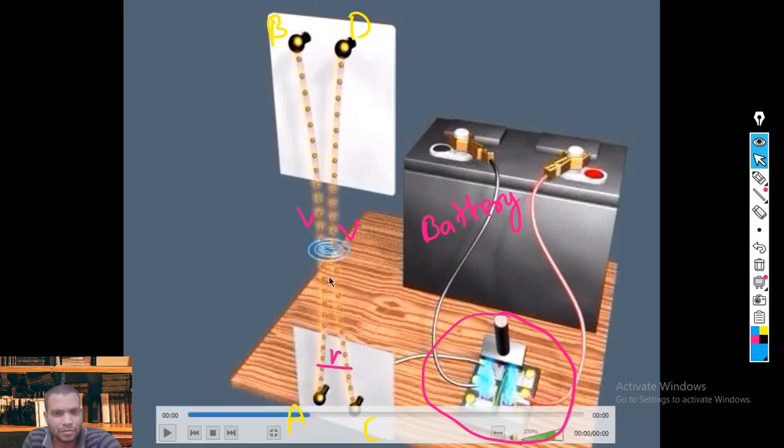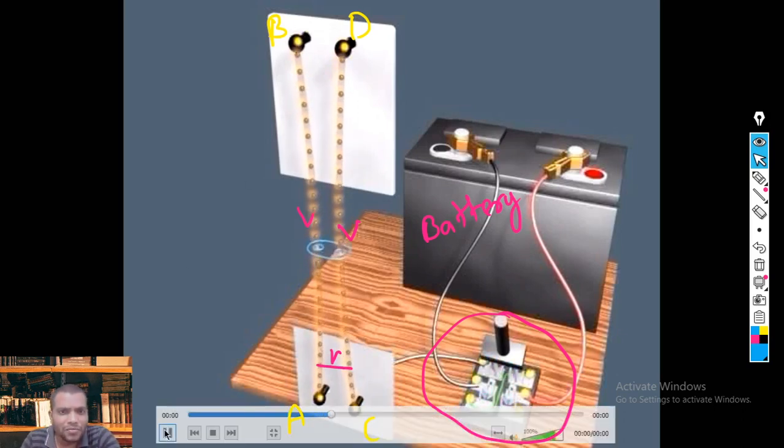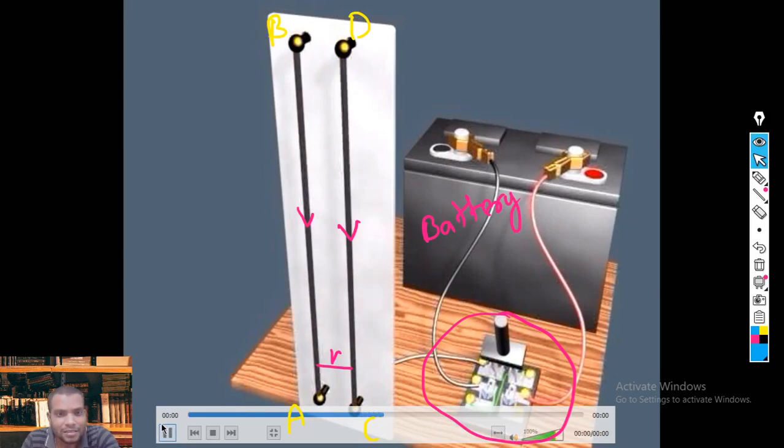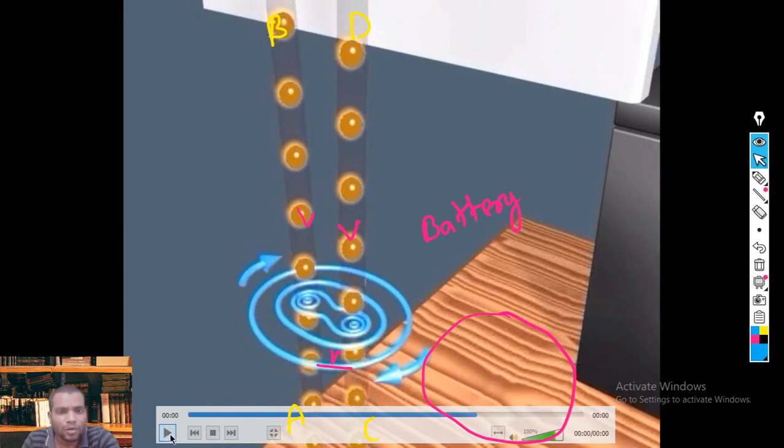Attractive means the two wires are coming close to each other. One wire creates a magnetic field of one pole, maybe north, and the other wire creates a magnetic field of the other pole, maybe south, and then the two attract each other. So this is what happens when parallel currents pass through two parallel wires. It causes the two wires to come close together.